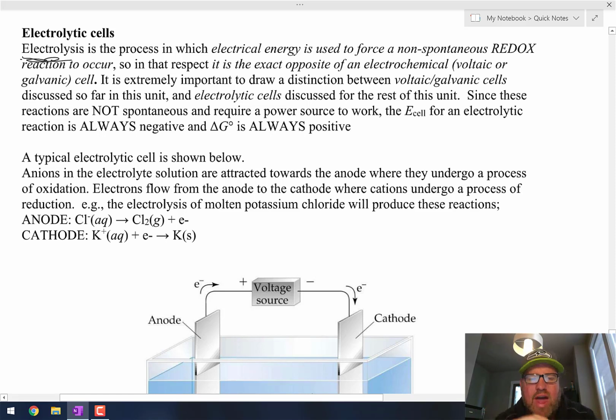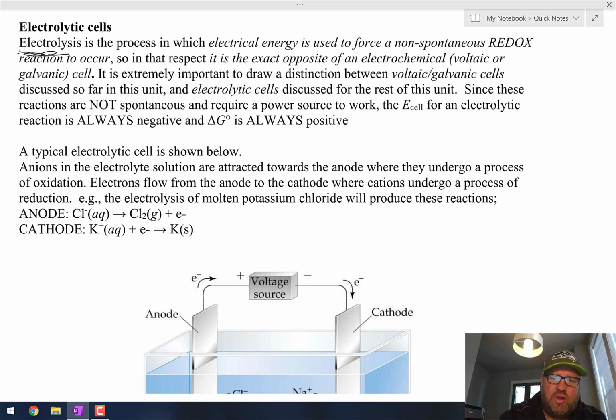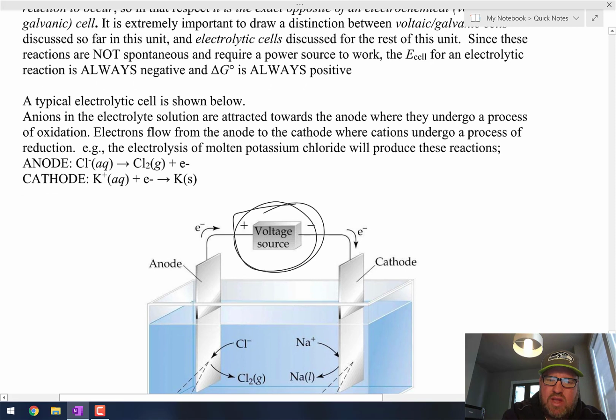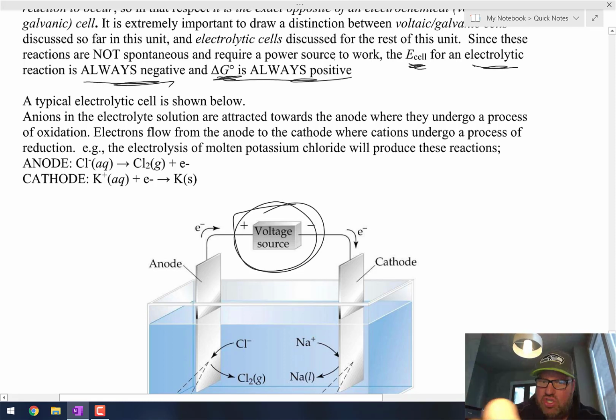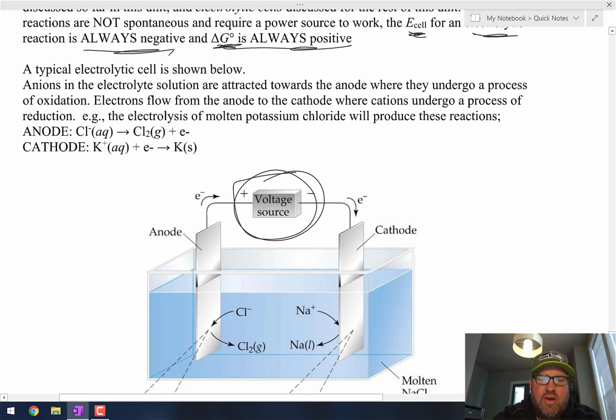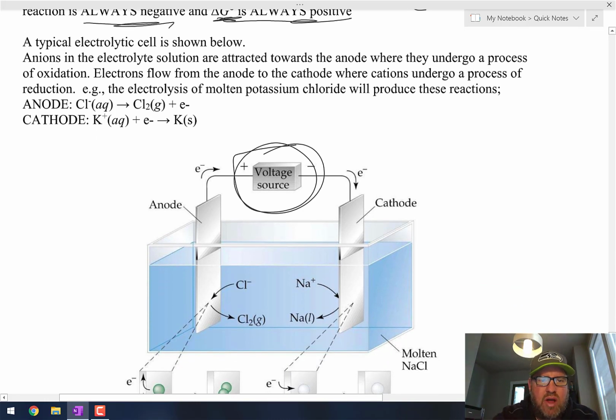Again, all electrolysis reactions in an electrolytic cell are not thermodynamically favorable, and you'll notice they do require some type of power source in order to function. And therefore the cell potential for an electrolytic cell is always negative. So E cell for an electrolytic cell is always negative, and therefore, obviously, delta G is going to be positive. So here you can see a diagram of an electrolytic cell down below.